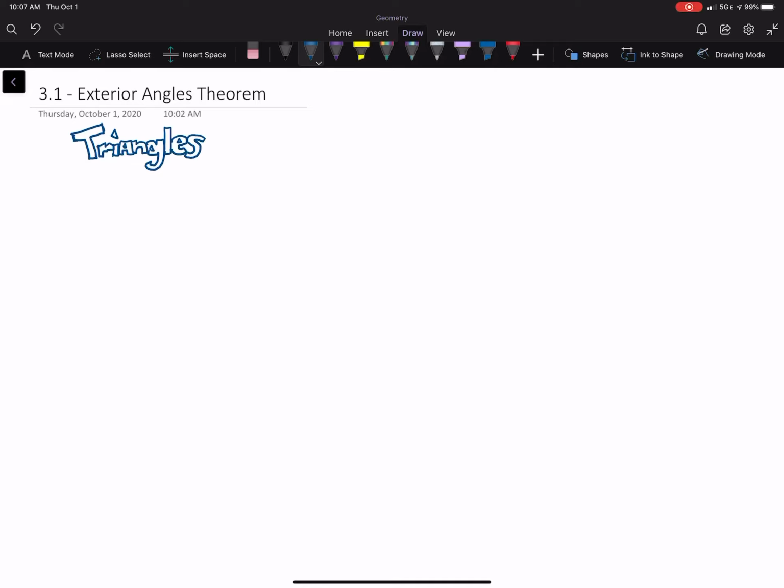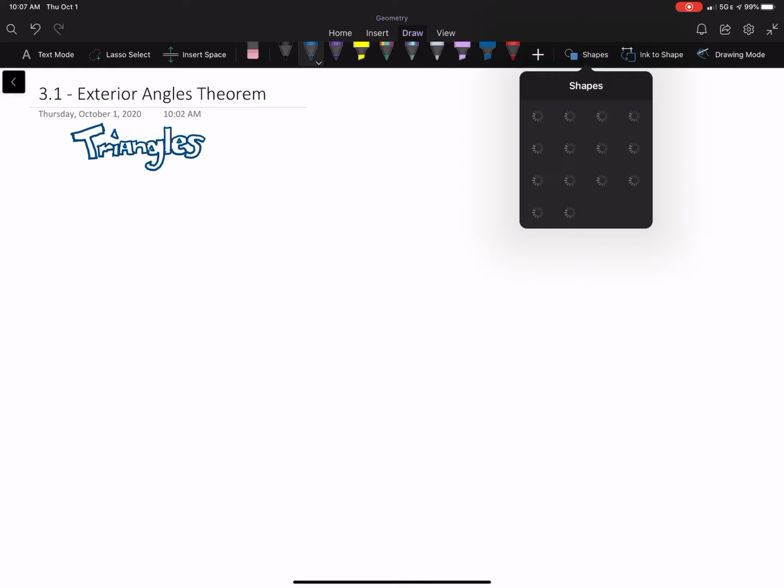Welcome to Unit 3, Triangles. And our first part of the unit, our first lesson, is going to be on the exterior angles theorem. And so, a quick review of the parts of a triangle. Then we're going to talk through the exterior angles and the remote interior angles of the triangle. So, let's get started here.